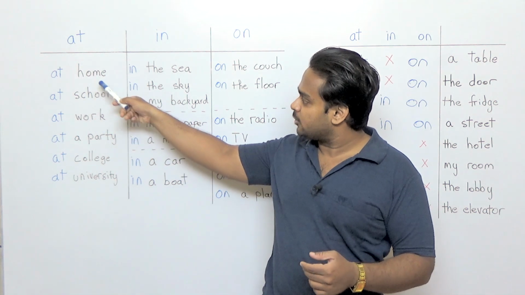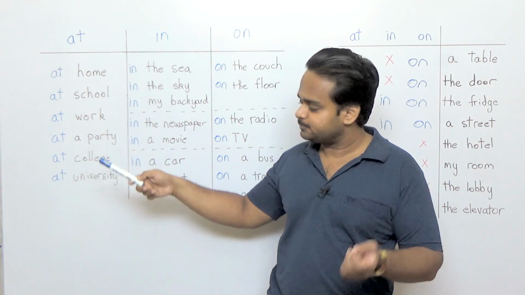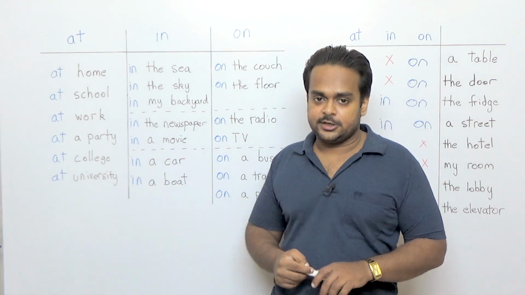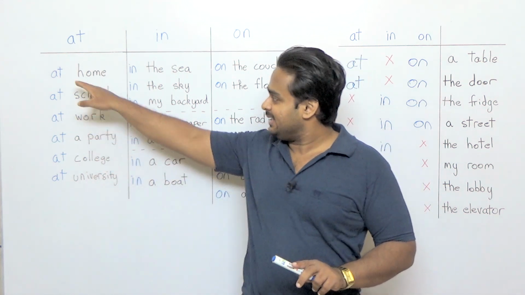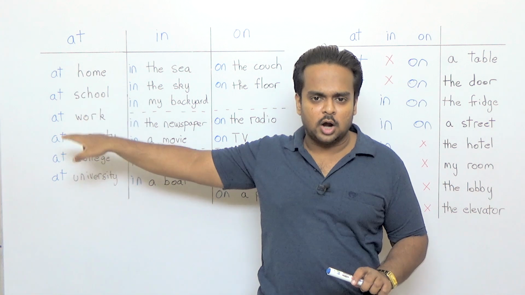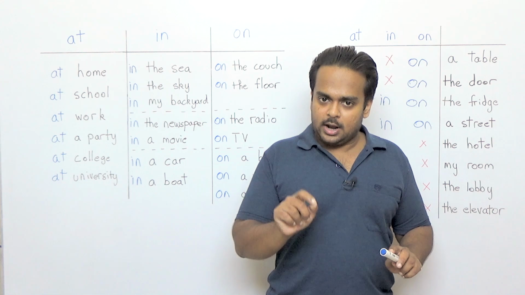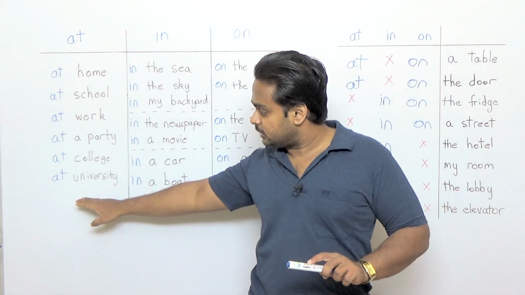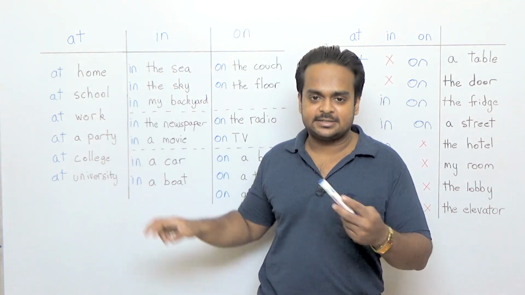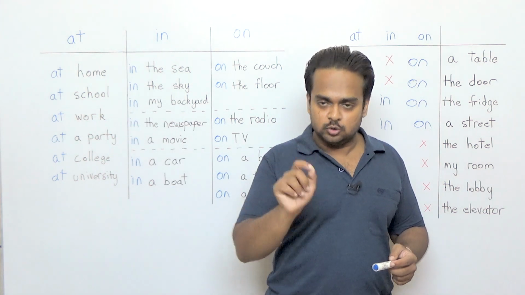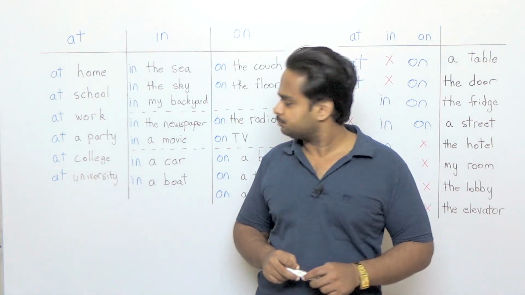A person can be at home, at school, at work, at a party or at an event, at college or at university. These will never change. We will never say in home or on school or on work. Those don't even sound right and they make no sense. So it's a good idea for you to memorize all of these so that whenever you want to talk about home, school, work, parties, etc., you can always use "at." So remember to commit these to your memory.